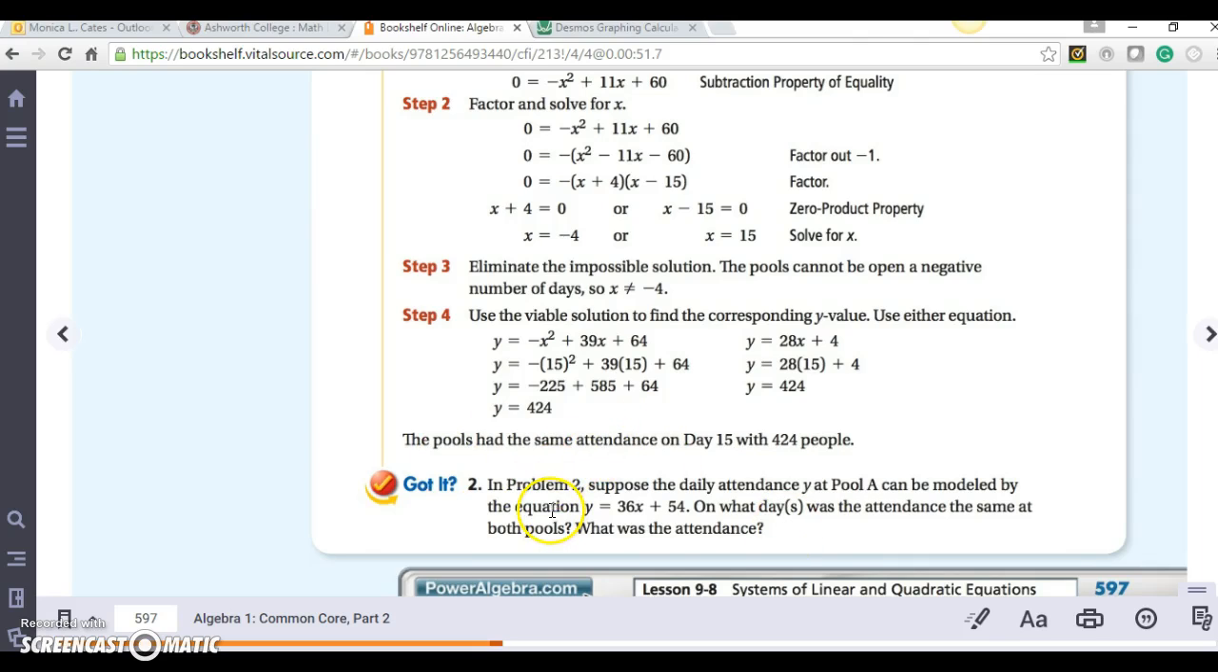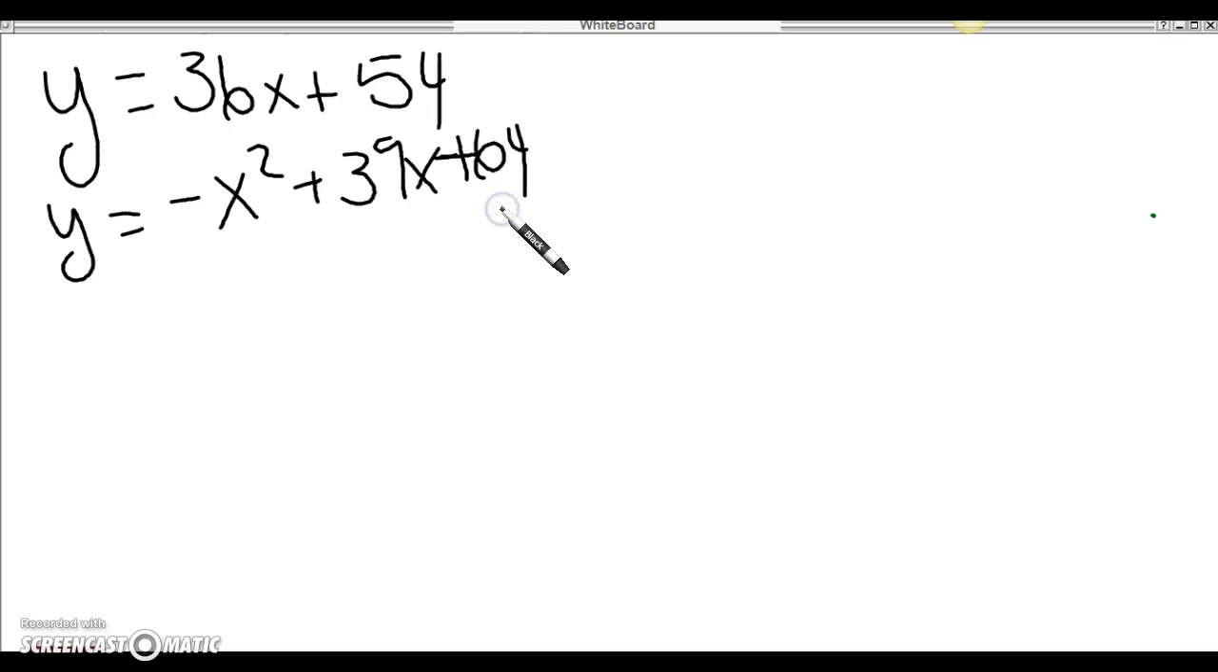All right, so let's look at problem 2. Suppose the daily attendance y at pool A can be modeled by the equation y equals 36x plus 54. On what days was the attendance the same at both pools? What was the attendance? So I've written it here on my whiteboard, and I'm going to do elimination again.